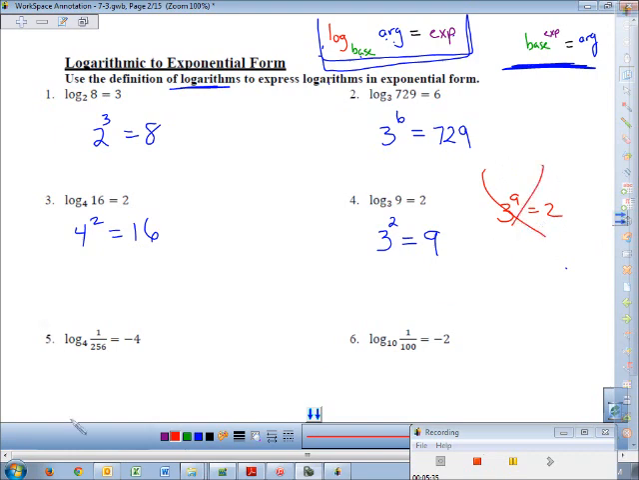What's our base in number 5? 4 to what exponent? Negative 4th. That should equal 1 over 256. Well, I'm not even going to really type it in correctly, but you see the negative exponent means you're going to get a reciprocated answer. It's already a fraction, correct? Is 4 to the 4th 256? Yeah, so that looks good to me also. Try 6.